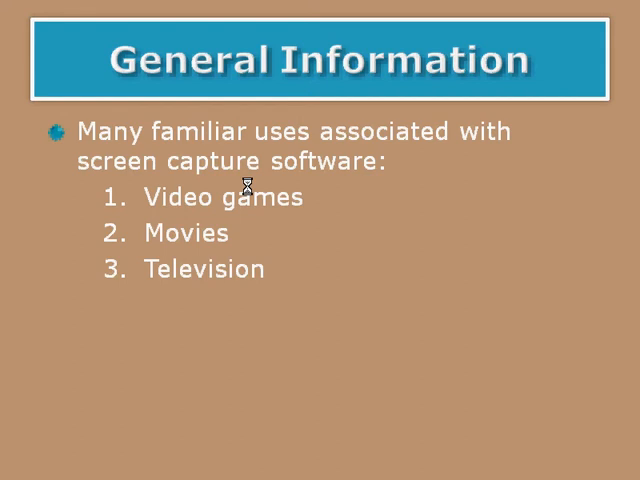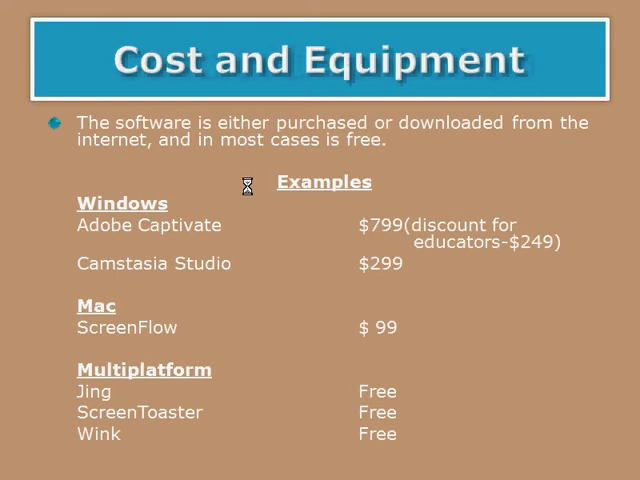The software is either purchased or downloaded from the internet, and in most cases it's absolutely free. The software that I'm using is called CamStudio. It's a free download from their website, and it only took me a couple of seconds to download, and it's really easy to use. Some other examples, some that are compatible with Windows, is the Adobe Captivate at $799, and it's probably one of the best out there. It is expensive, but it did say on their website that there's a discount for educators that makes it $249, so it would be somewhat affordable for teachers.